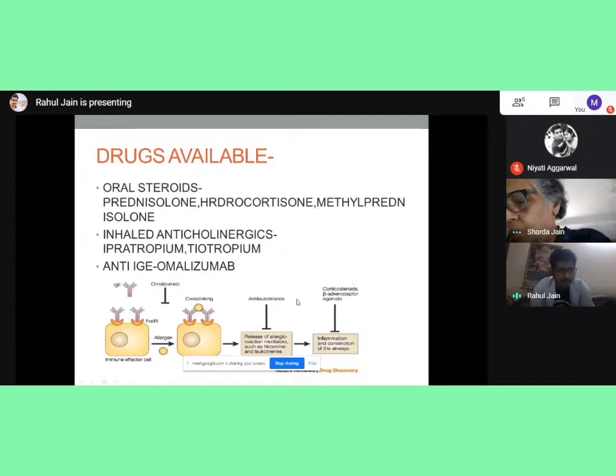But anti-leukotrienes and omalizumab and those drugs act on the first part of the cycle. So they are completely stopping the cycle from the first part itself. So that makes them very excellent drugs.